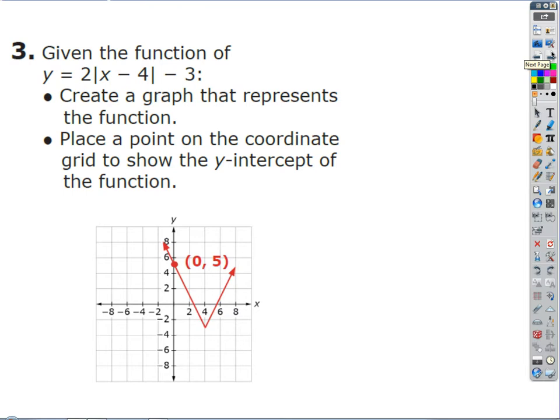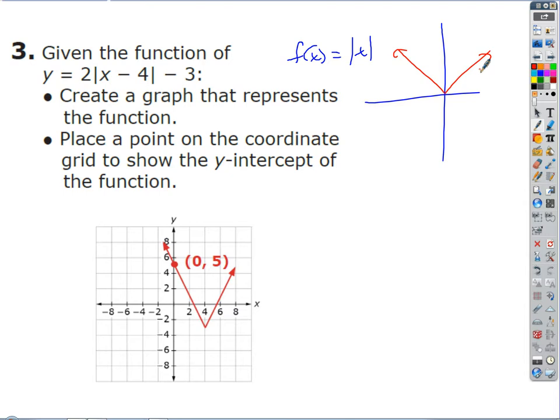Okay, we did these, this is no big deal, right? This is just quick review. The parent function, what's A, H, and K here? 2 is A, 4 is H, negative 3 is K, right? And the parent function is just f of x equals the absolute value of x, and remember, all that is a V, right? Okay, that makes sense, so that's all you're doing.